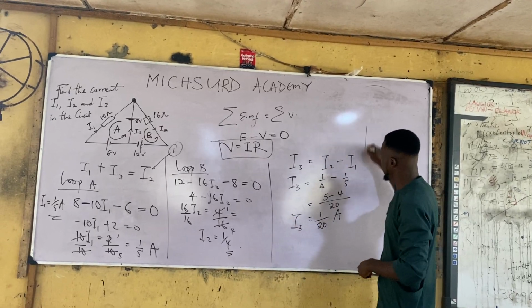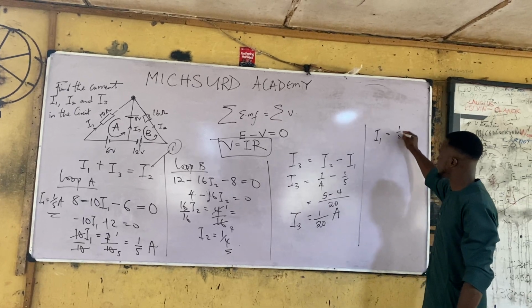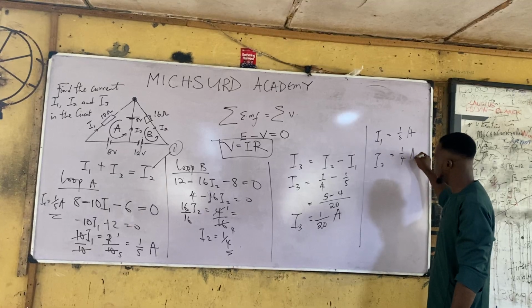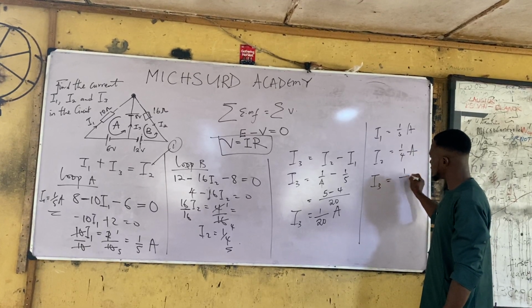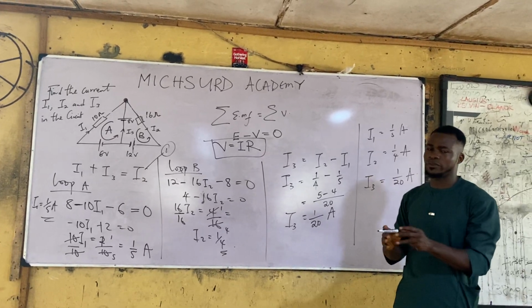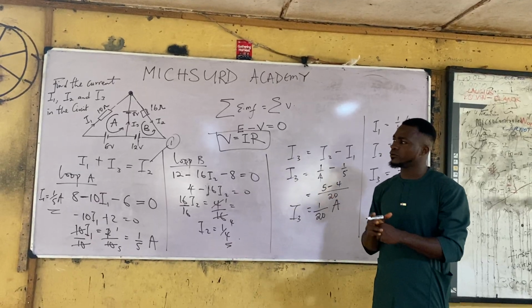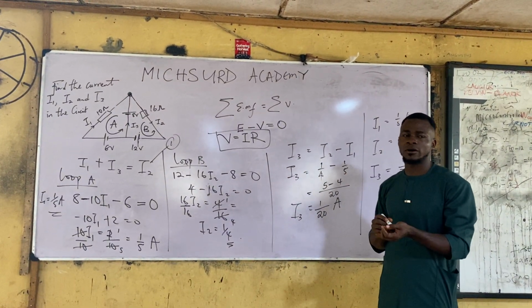So in a nutshell, we are saying that our I1 is equal to 1 over 5 ampere, our I2 is equal to 1 over 4 ampere, and I3 is equal to 1 over 20 ampere. So this is how you solve the Kirchhoff's circuit using this different way of analyzing first law and the second law of Kirchhoff.